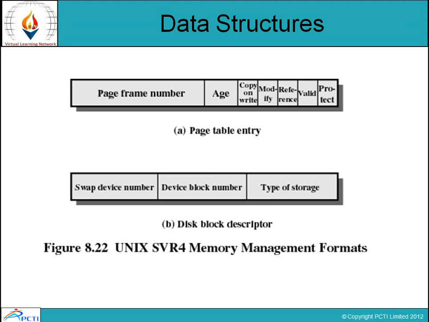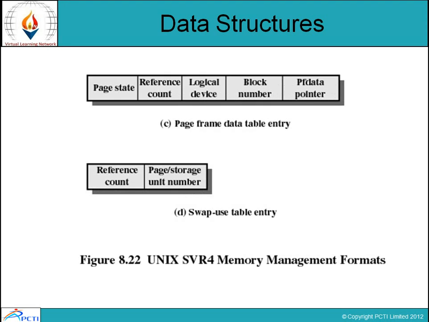Now how does the Unix memory management format work? It contains the page frame number and the age, which is the time spent by the page in memory, the swap device number, swap block number, and the type of storage. This diagram shows how the page frame data table entry and the swap use table entry work.